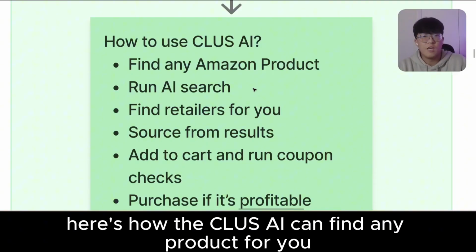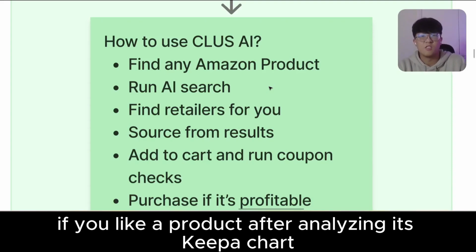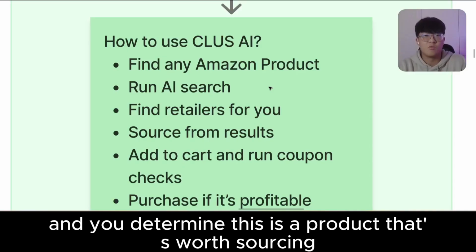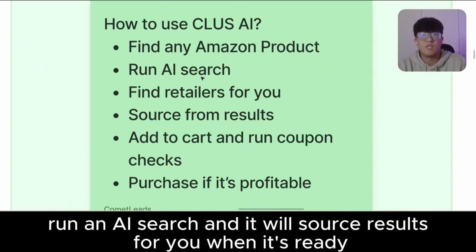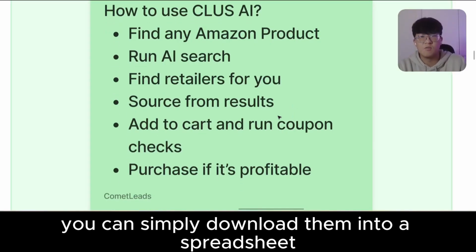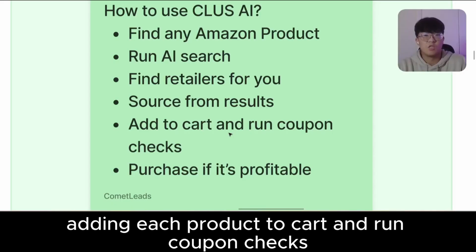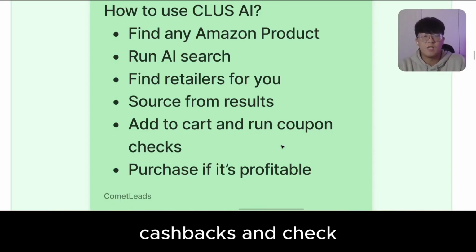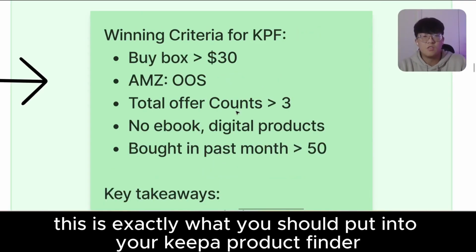Here's how the Close AI can find any product for you just by providing the Amazon product link. If you like a product, after analyzing its keyword chart, you determine this is a product that's worth sourcing, but you don't know where to find it from, you can use the Close AI to find it for you. Run an AI search and it will source results for you when it's ready. After you have the results, you can simply download them into a spreadsheet, then manually go over the supplier websites, adding each product to cart, and run coupon checks, cashbacks, and check discount and gift cards or anything else to purchase if it's profitable.